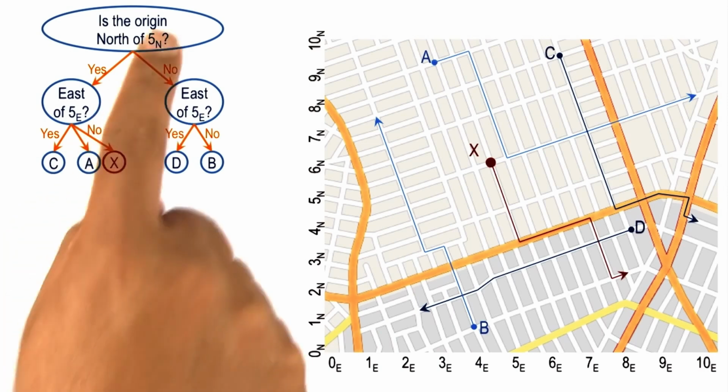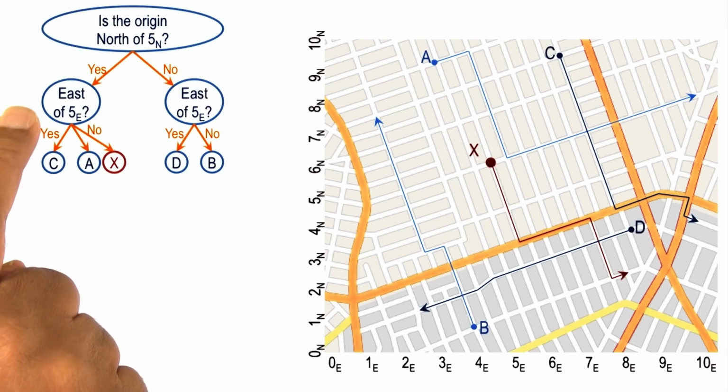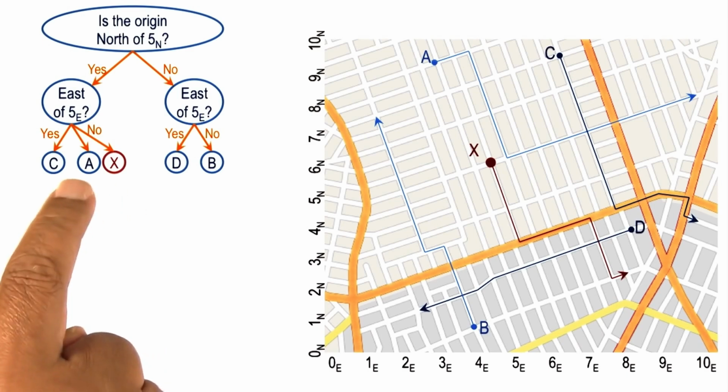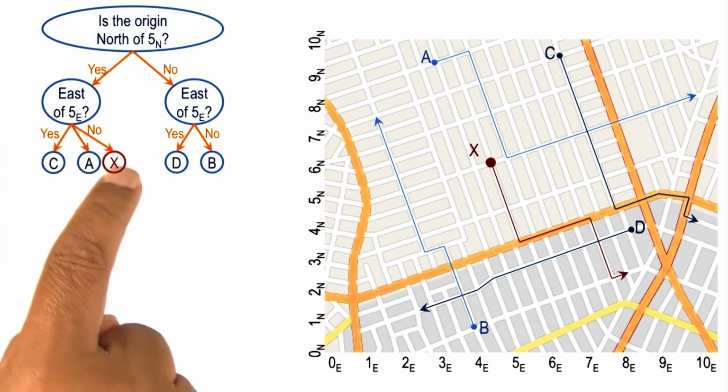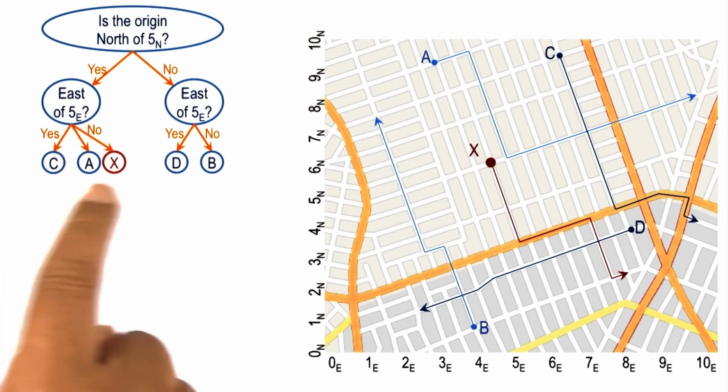Yes, it is. So we come to this branch. Is the origin of X east of 5e? No, it is not. So we come to this branch. But now we have a problem. Both A and X have the same answer, no, to this question. We must find a way of discriminating between A and X.